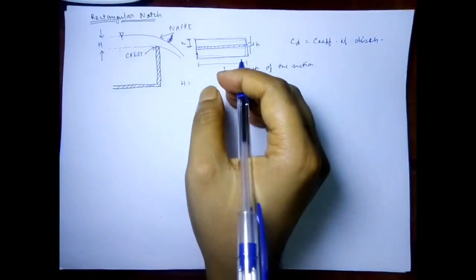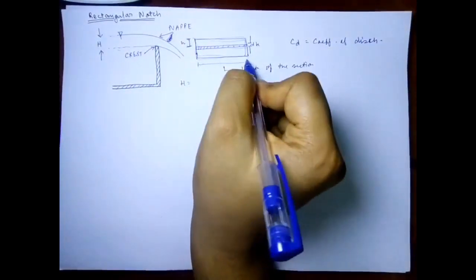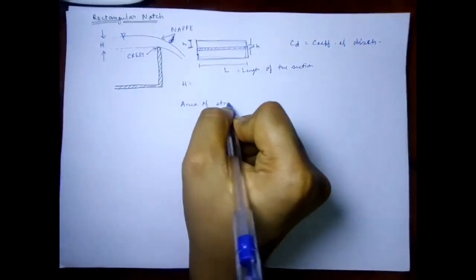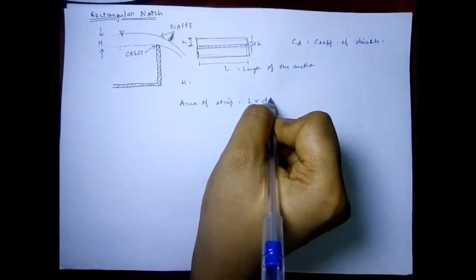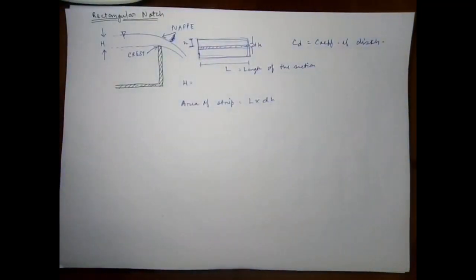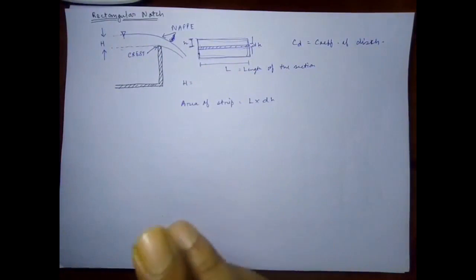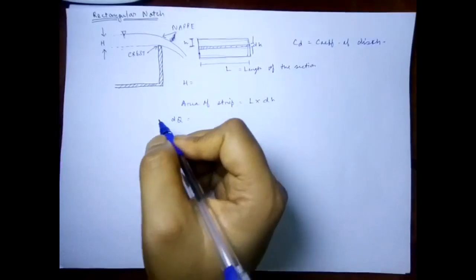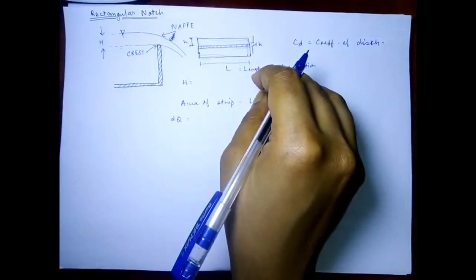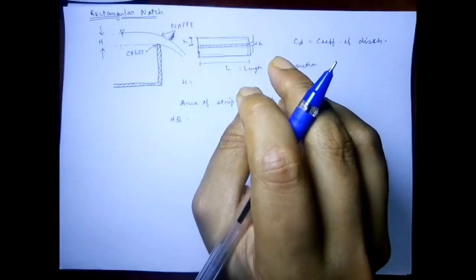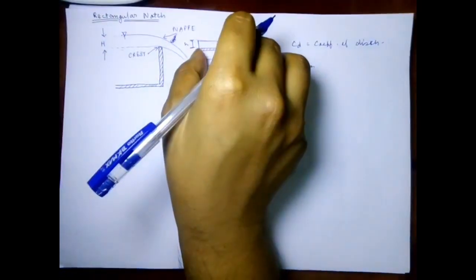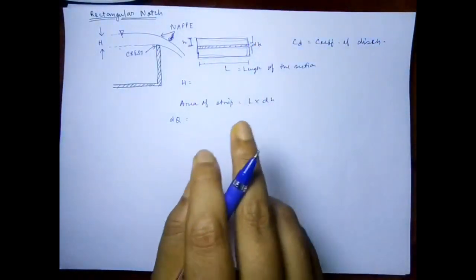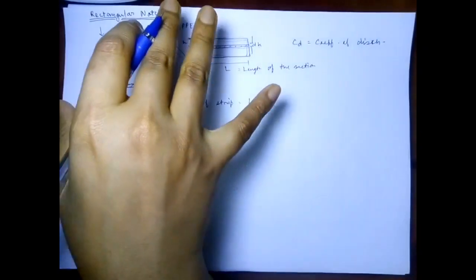So now the area of this strip will be L times dh. Area of strip is equal to L times dh. Now we will determine the value of the discharge, suppose dq, for that particular section through the elementary horizontal strip of water, and after getting the expression of the discharge through the elementary section, we will integrate between the limits 0 to H, and we will have the expression for the discharge over the whole rectangular notch.